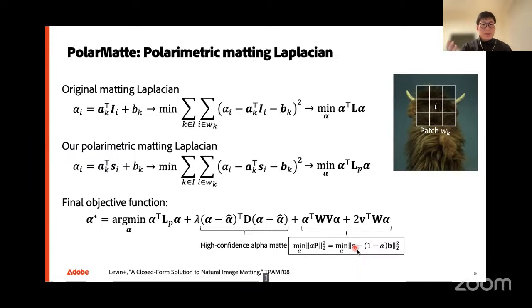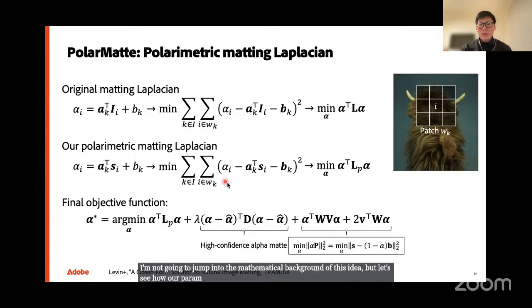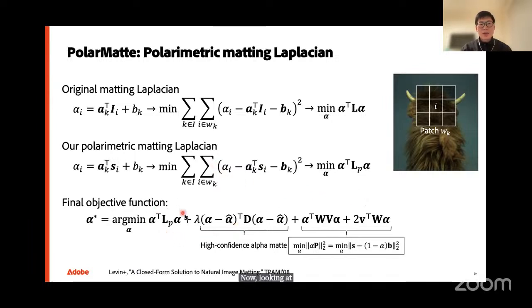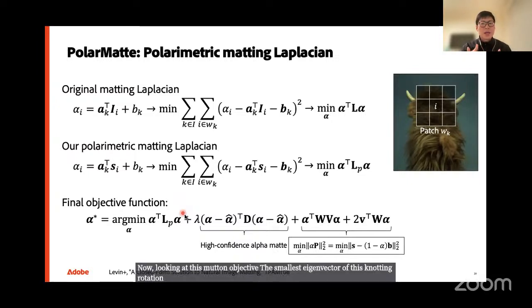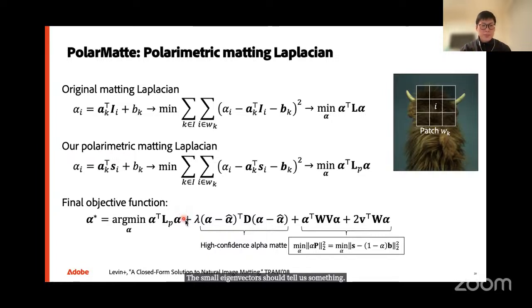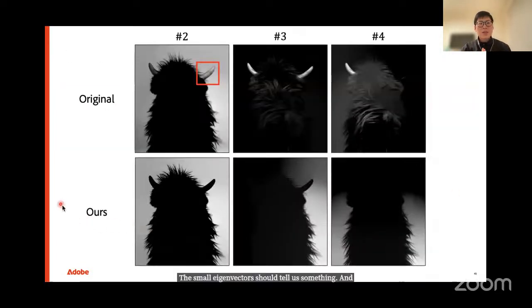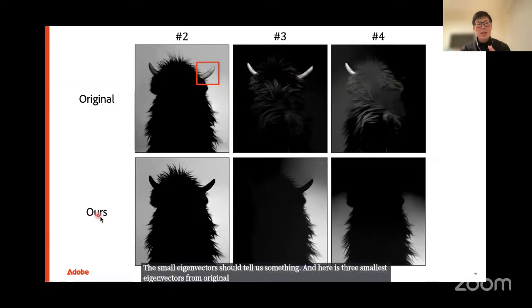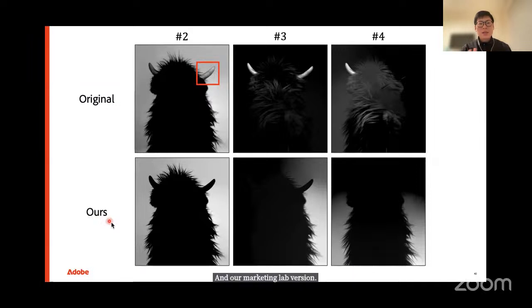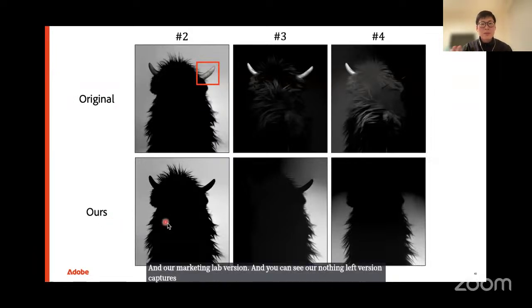I'm not going to jump into the mathematical background of this idea, but let's see how our parametric matting Laplacian improves the original matting Laplacian. Looking at this matting Laplacian objective, the smallest eigenvector of this matting Laplacian should be the solution of the problem. So the small eigenvectors should tell us something. Here are the three smallest eigenvectors from the original matting Laplacian and our matting Laplacian. You can see our matting Laplacian captures the shape of the alpha matte more correctly than the original matting Laplacian, like this horn part.